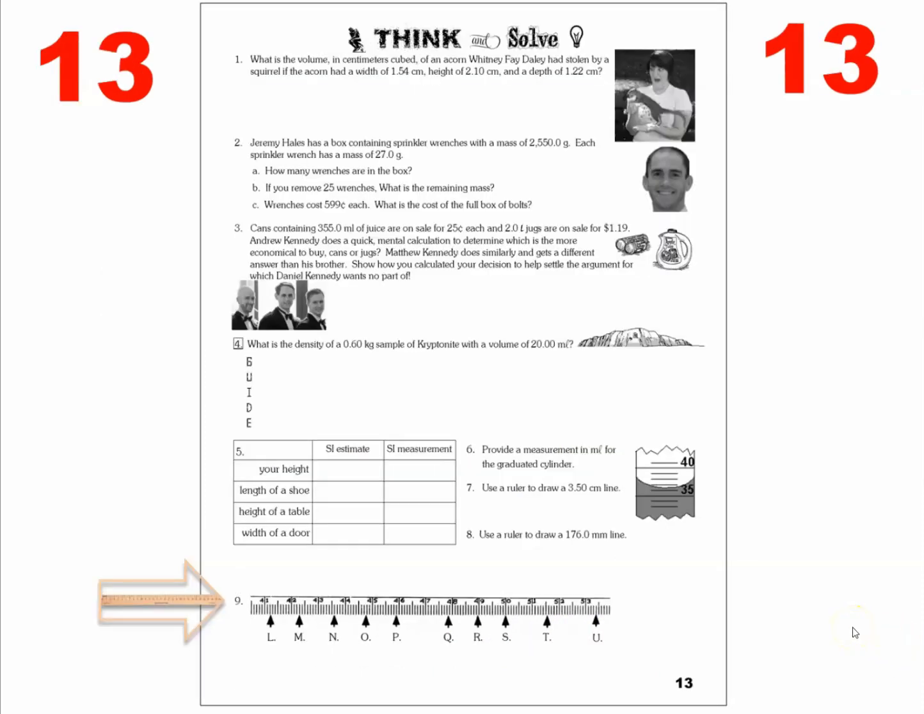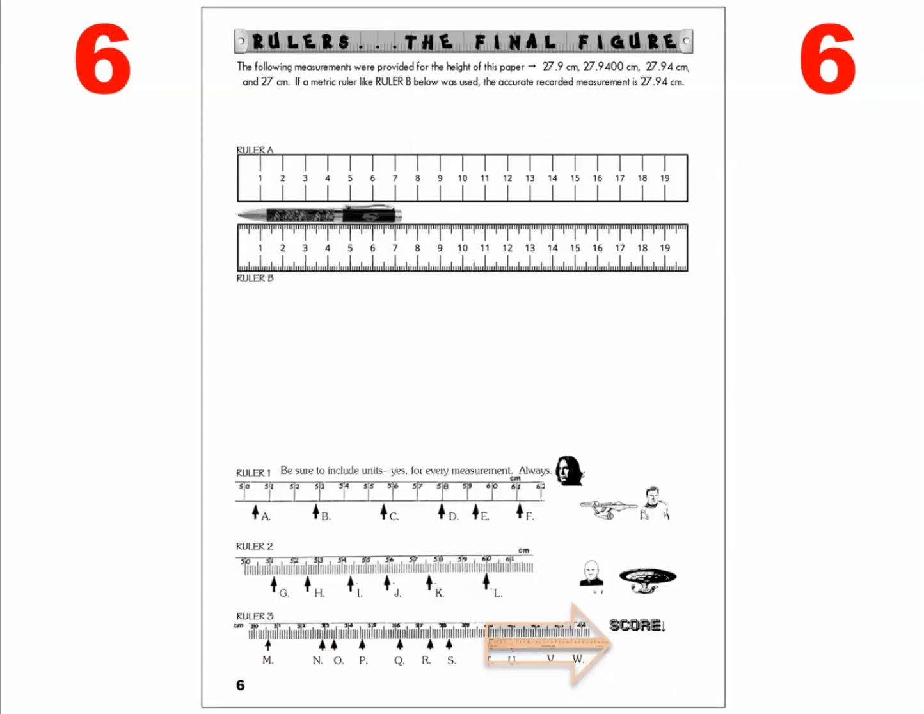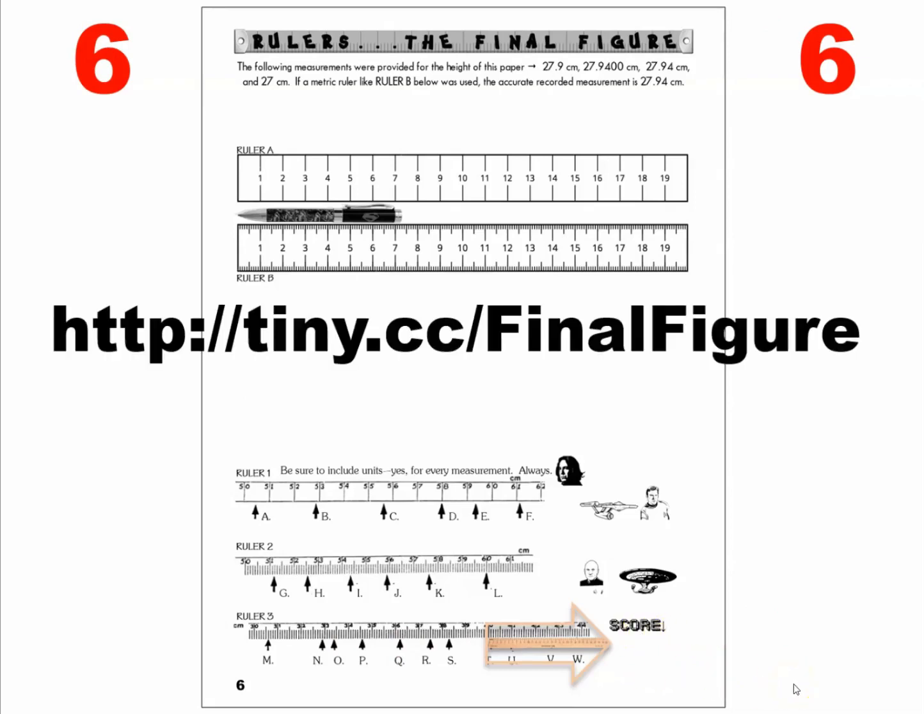For more practice, on your Think and Solve page 13, item 9, we have more letters, L through U, that you can practice with. And to further sharpen your skills, you may notice down here on page 6 of the study guide, a place for you to record a score. And if you'd like to go to this tiny.cc/finalfigure URL, it's a little skills practice drill and practice with a ruler, and we'll see who the champion might be.